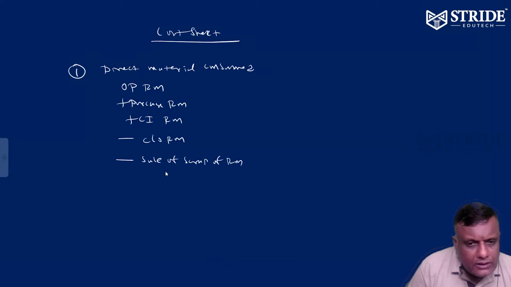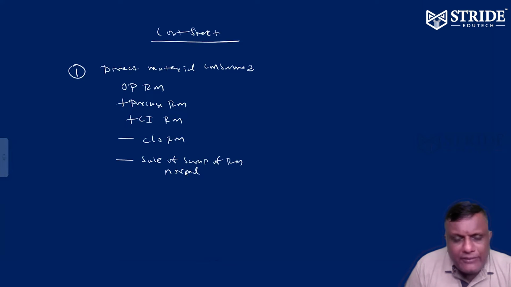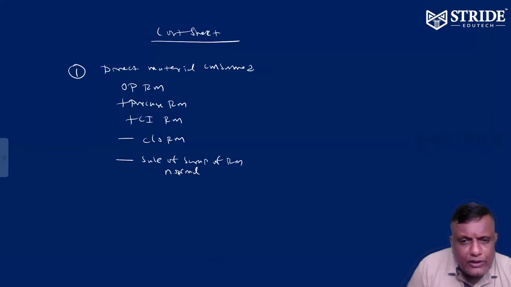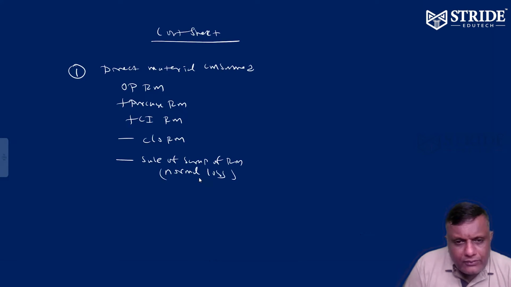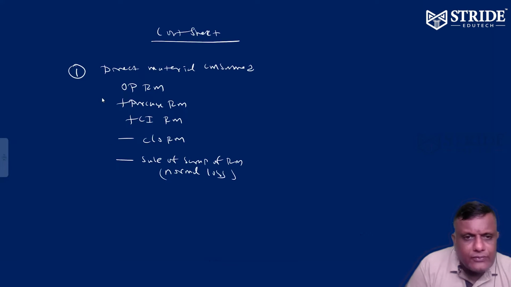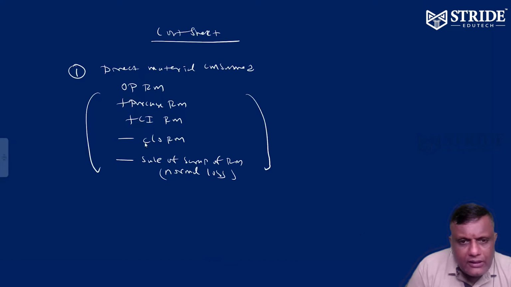Sale of scrap is a normal loss. Sometimes while bringing in the material, some scrap happens. That scrap can be sold, and from the cost you have to reduce it. It's a normal loss, you cannot prevent it. The scrap sale is revenue, this is cost, this is revenue. So opening raw material plus purchase of raw material plus carriage inward minus closing raw material minus sale of scrap, normal loss, balance is direct material consumed. This is the answer.